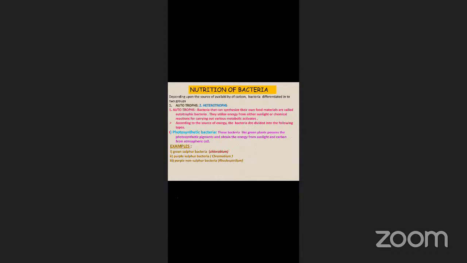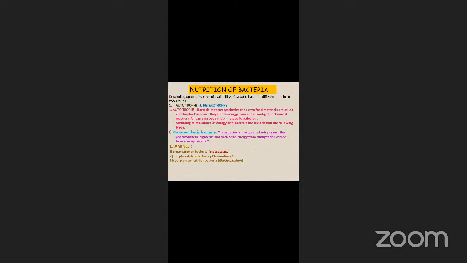The purple sulfur bacteria utilize H2S, thiosulfate or sulfite as a hydrogen donor. Examples are Chromatium, Thiospirillum, Thiocystis, and Thiocapsa. These are the examples of purple sulfur bacteria.